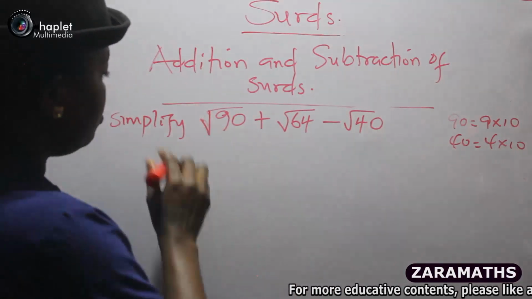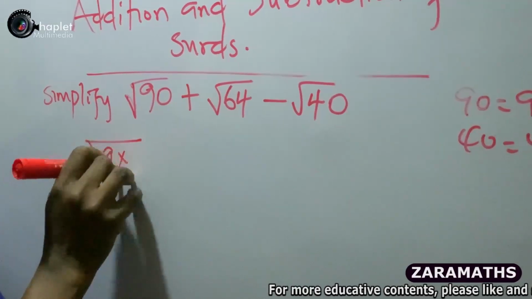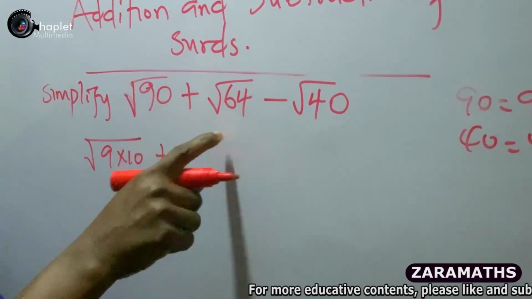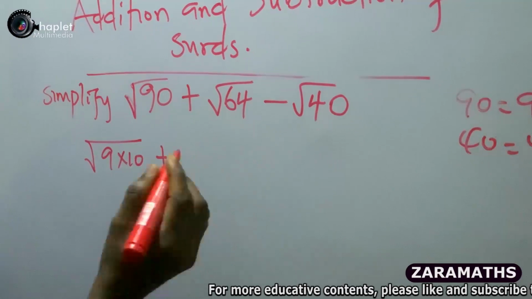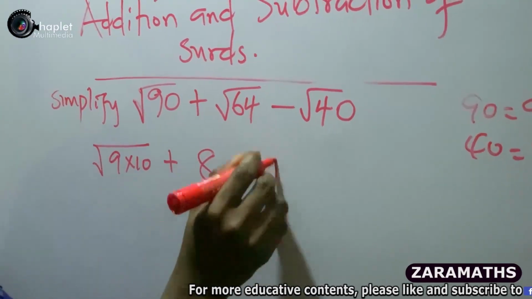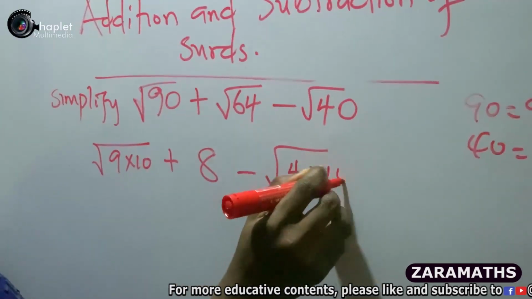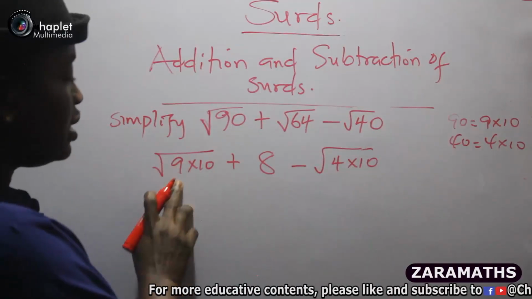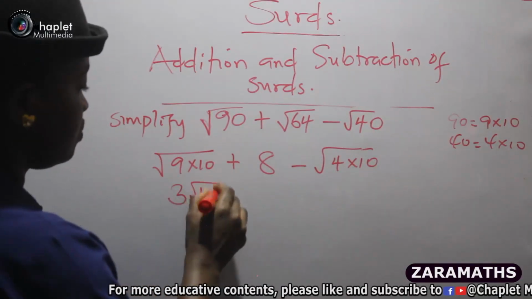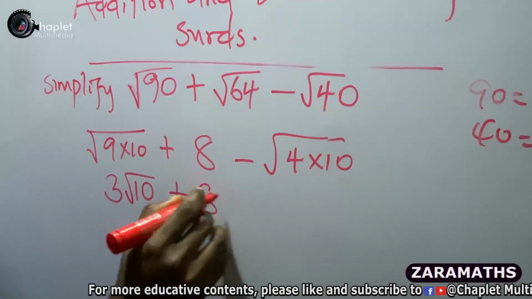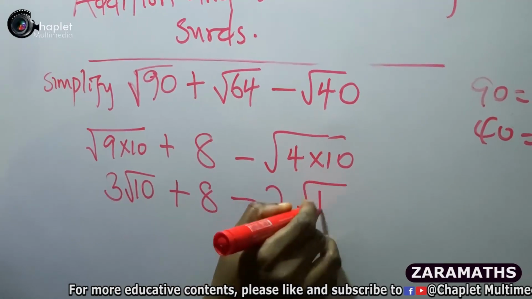So here 90 becomes root 9 times 10 plus square root of 64. 64 is a perfect square itself, so square root of 64 is 8, minus root 4 times 10. Here 9 is a perfect square. The square root of 9 is 3. So we have 3 root 10 plus 8 minus 2 root 10.